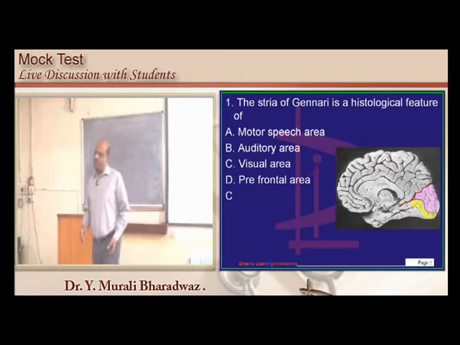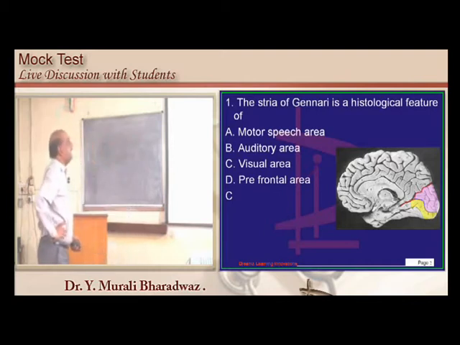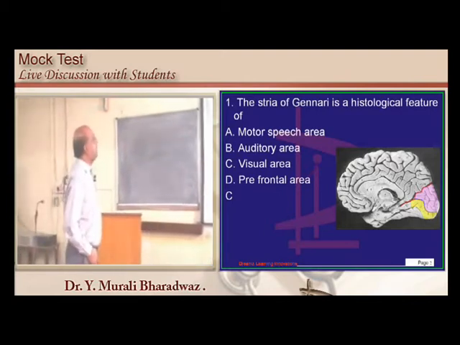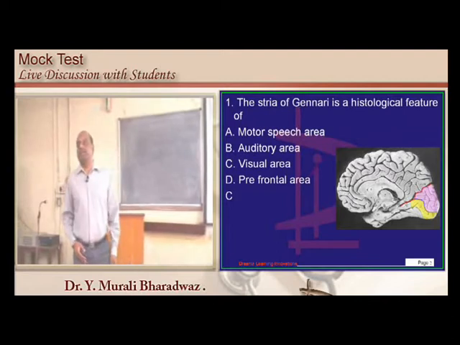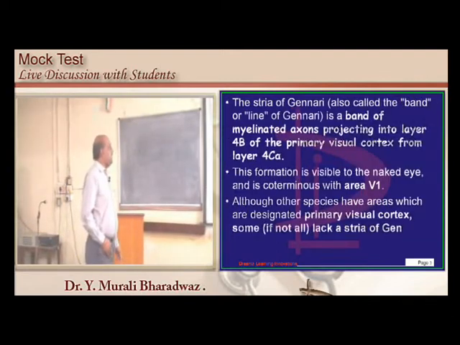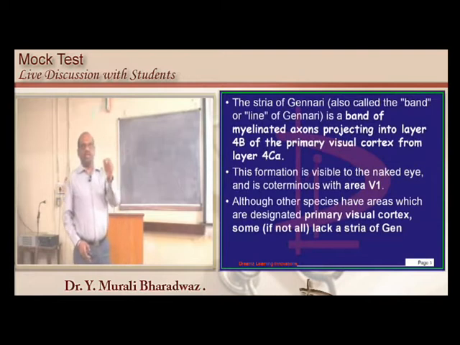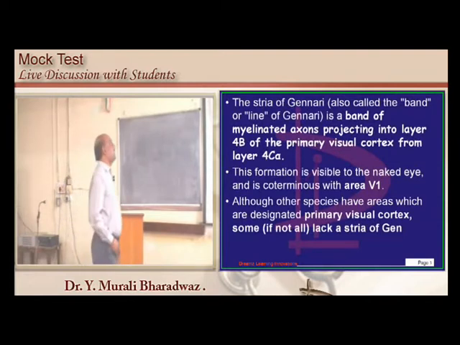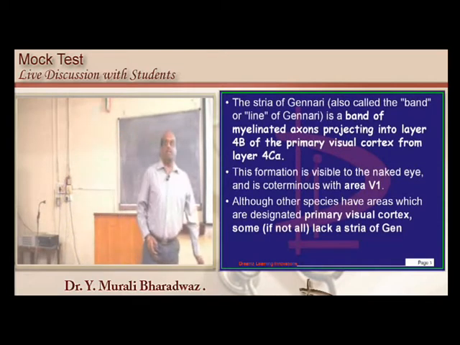The stria of Gennari is basically in layer 4B of the primary visual cortex, and it is the area which is associated with visual cortex is what I like to underscore to all of you.